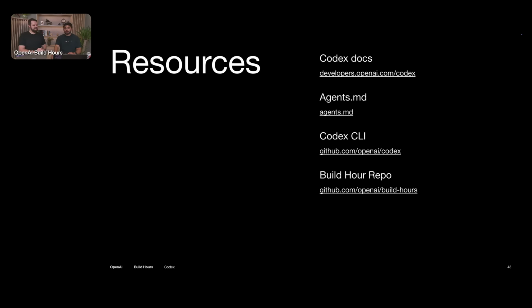But in the CLI, instead of using ChatGPT, you can use your API key if you want to, and that actually allows you to use the OSS model, which you can run locally, or even any of our other models like O3 or 4.0, if you want to use those.